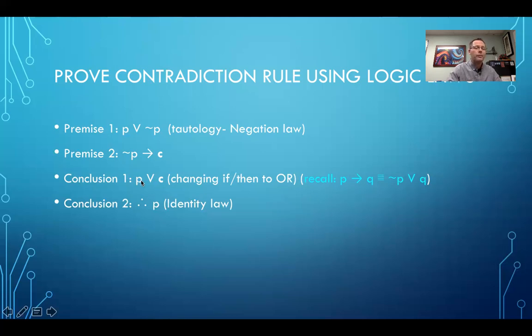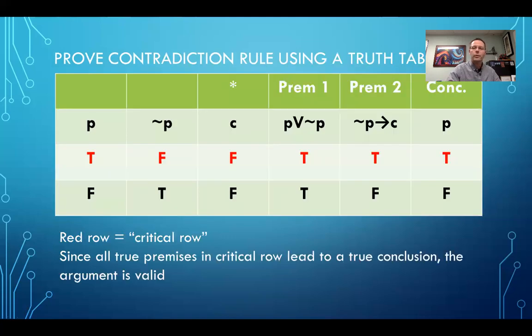Therefore P. So I have not P or a contradiction, but a contradiction is always false, and this is an or statement. And so P must be true, which is, I think, a strong argument for the contradiction rule being valid to use in an argument. But if you don't like that, this is probably the way you might do it. So basically premise one is P or not P. Premise two is not P leads to a contradiction, therefore P must be true.